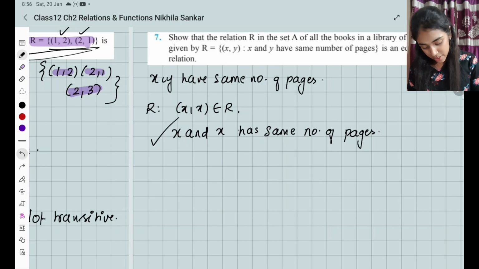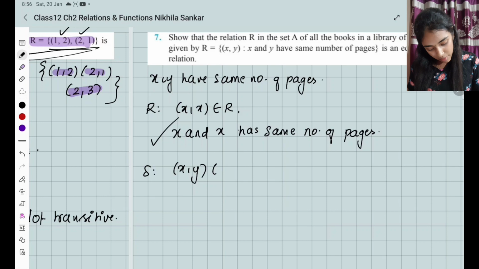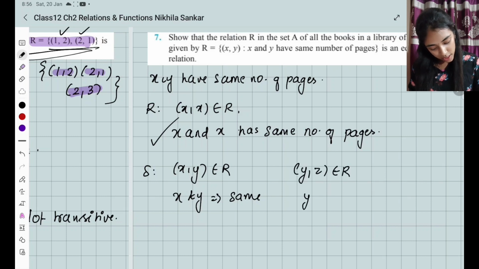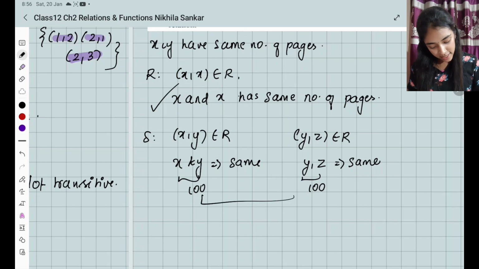Okay? இப்போ symmetric. இதுதான் ரொம்ப straight forward questions. Okay? So you have X, Y belongs to R. அப்படின்னா என்ன அர்த்தம்? X and Y have same number of pages. If you take Y, Z belongs to R, you say that Y, Z have same number of pages. இப்போ இது ரெண்டுமே 100 pages இருக்கு. இது ரெண்டுமே 100 pages இருக்கு. Which means you can say that X, Z have same number of pages.